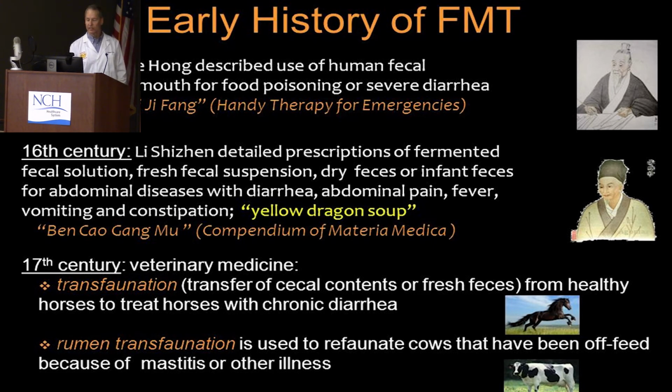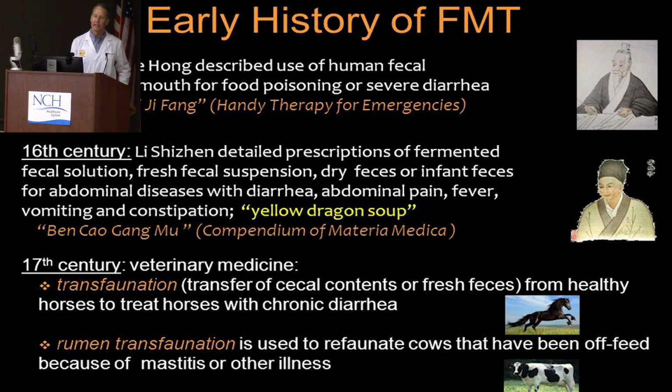That never got real popularity after the 16th century, but it was picked up by veterinary scientists who in the 17th century developed the concept of transfaunation. That is to say, the transfer of cecal contents or fresh stool from healthy horses to treat horses with a chronic diarrheal illness. And it was very successful. Similarly, rumen transfaunation was used to refaunate cows that had been off feed because of mastitis or illness. Just to refamiliarize yourself with the anatomy of cows, they have 4 stomachs, and you don't have to know the names, there's no test on this, each leading to the next, which lead to fermentation of material.